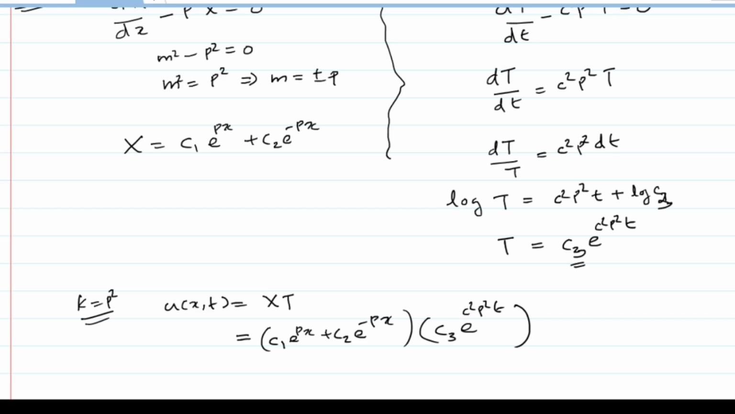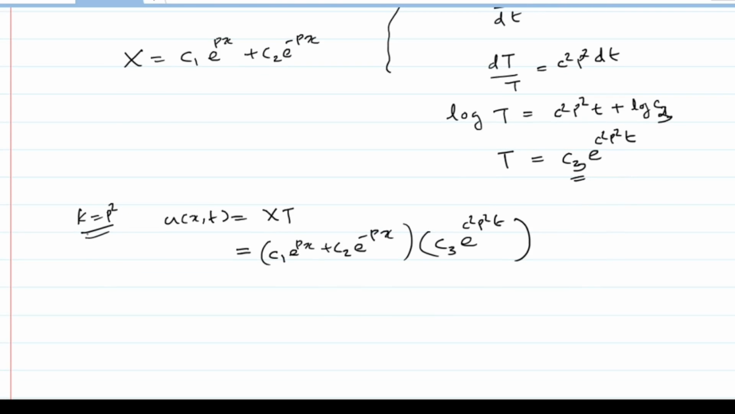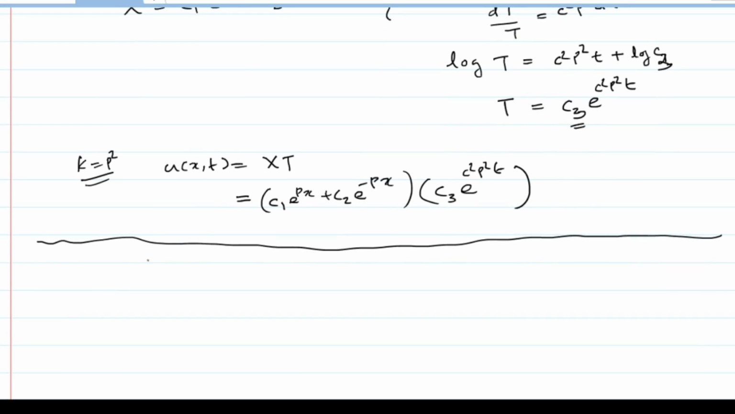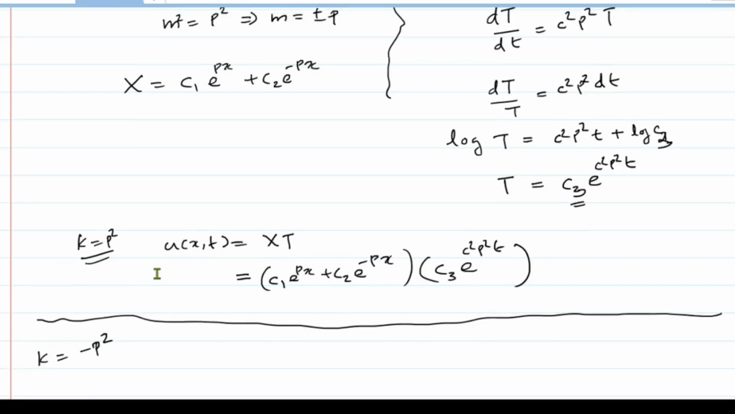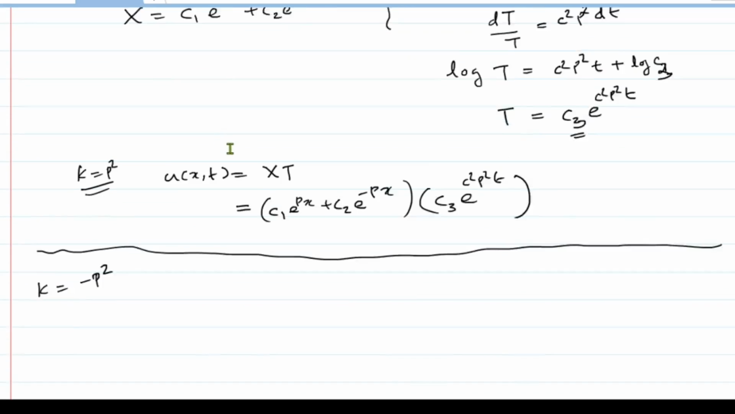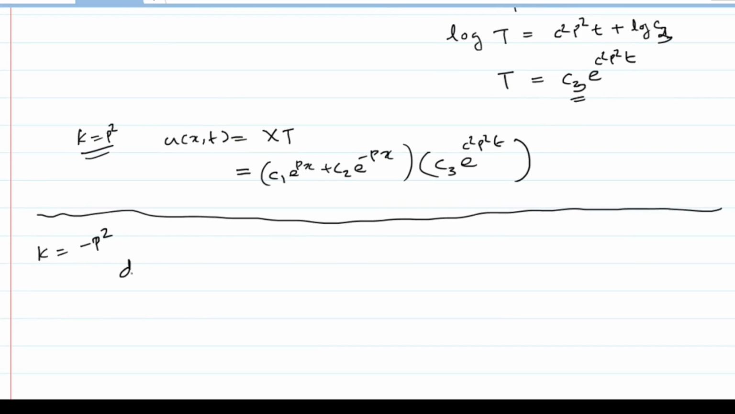Now let us take the second case, that is k equal to minus p square, that is k is negative. So we had this equation, so instead of p square we have to put minus p square here. That is d square X by dx square plus p square X is equal to 0.